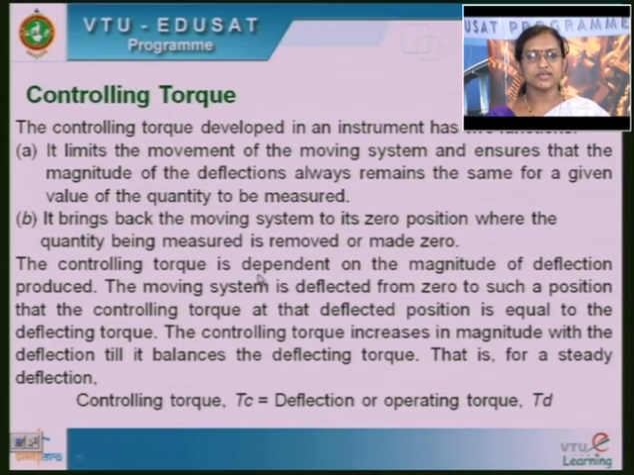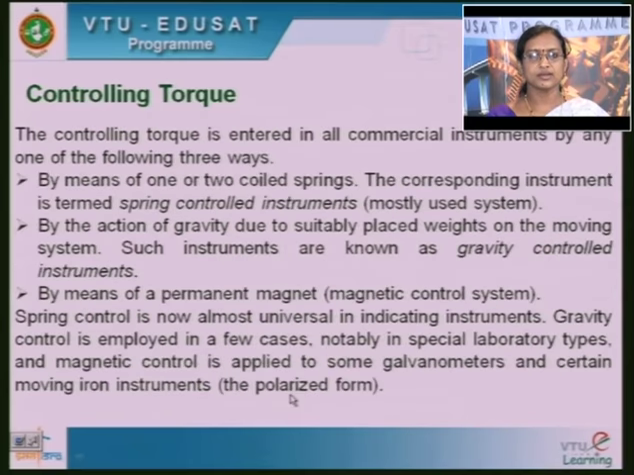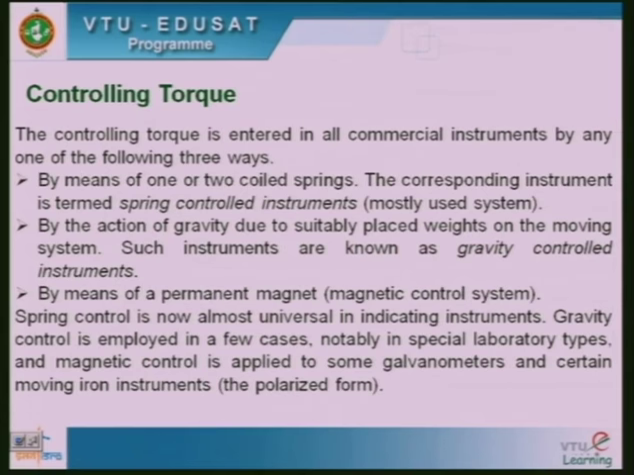The controlling torque is dependent on the magnitude of the deflection produced. The moving system is deflected from 0 to such a position that the controlling torque at that deflected position is equal to the deflecting torque, meaning it should always be balanced. The controlling torque is provided in all commercial instruments by any one of the following three ways.